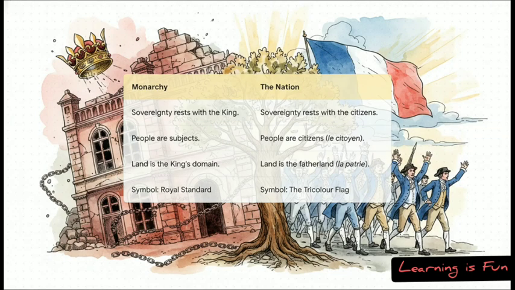Power was taken from one person, the king, and handed over to millions, the French citizens. All of a sudden, people weren't just subjects anymore. They were citizens, les citoyens. The land wasn't the king's personal property. It was la patrie, the fatherland. This was really the first time nationalism jumped off the page and into the real world.